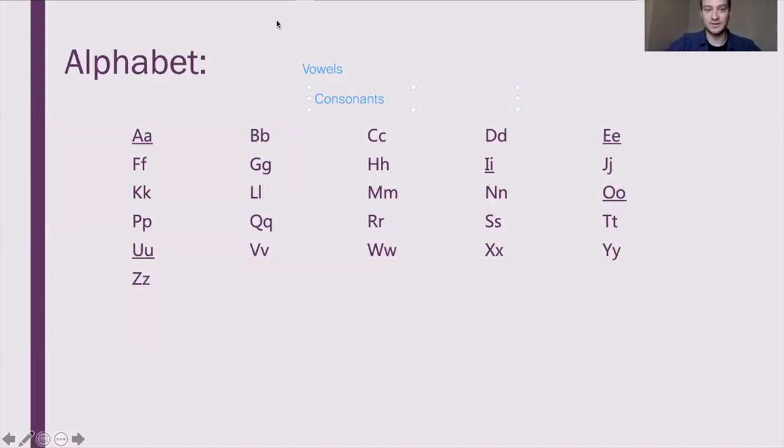比如说我的名字 Jacob. J, consonant. A, vowel. C, consonant. O, vowel. B, consonant. Okay?